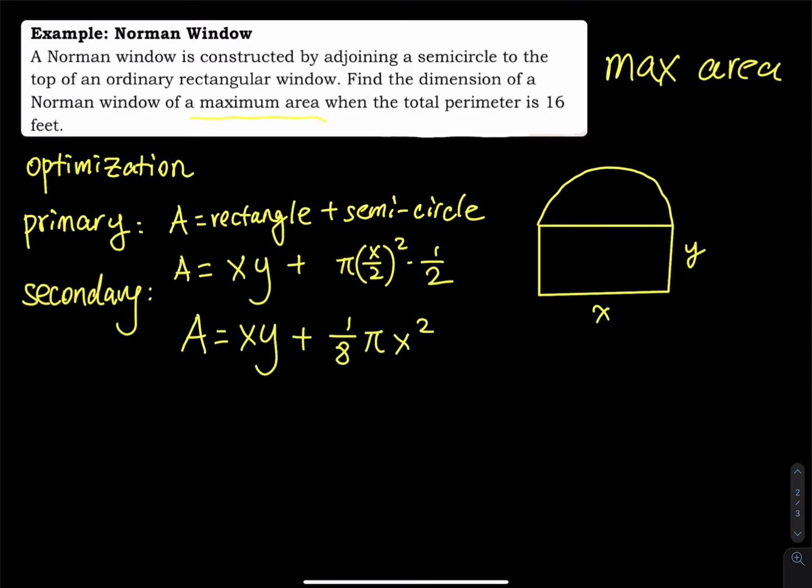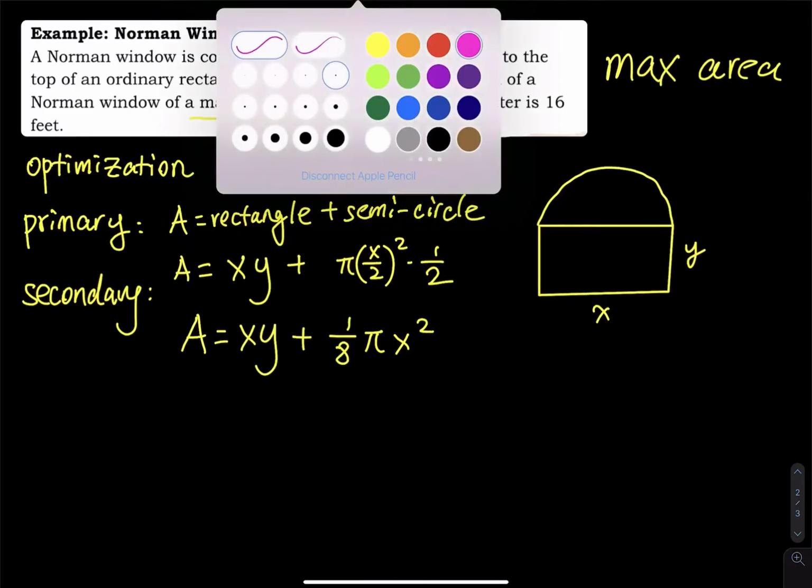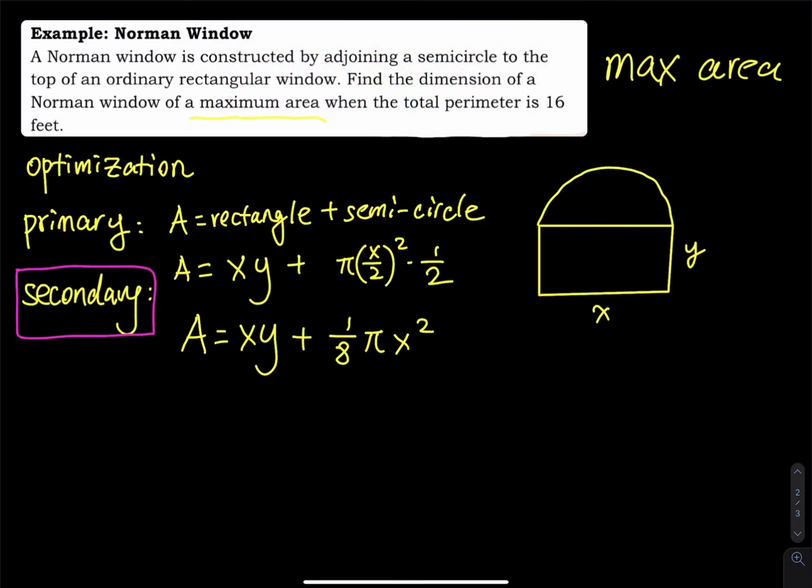Okay, what is my secondary? Let's use a different color for my secondary equation. What else do you see in this problem? The perimeter is 16. The perimeter means the length of all the edges. So what is the perimeter equal to? We have the perimeter of a rectangle, which is 2y plus x. So 2y plus x, with y and x, and then we have to add the perimeter of a semicircle.